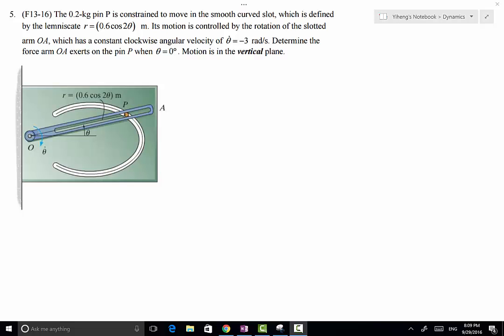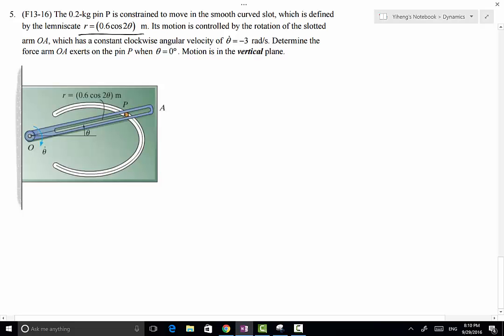In this problem, we have a pin that has mass of 0.2 kilogram and it is constrained to move in this smooth curved slot. The shape of the slot is given by this function right here, r, which is the radial distance as a function of angle theta. The motion is controlled by an arm that rotates, the arm OA. It has a constant clockwise angular velocity of 3 radian per second.